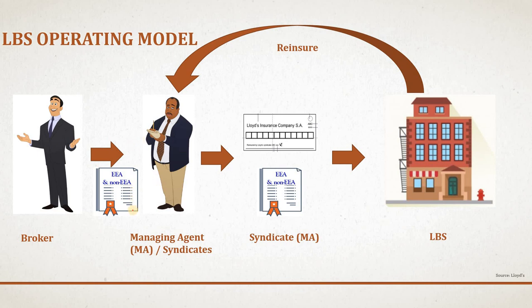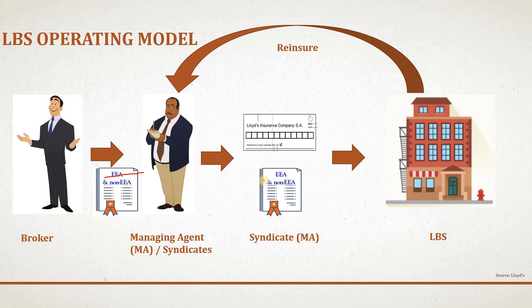Here you can see that the broker will present the risk as they currently do. If the risk has an EEA and non-EEA component, the placing slip needs to be split between the EEA and non-EEA sections. The managing agent, or you can say the syndicate, will quote for the risk just the way it is now, but on behalf of the Brussels subsidiary.